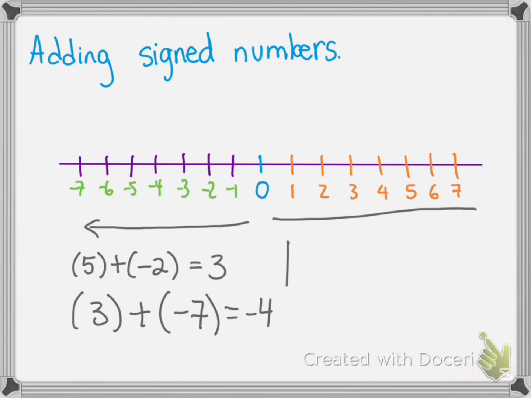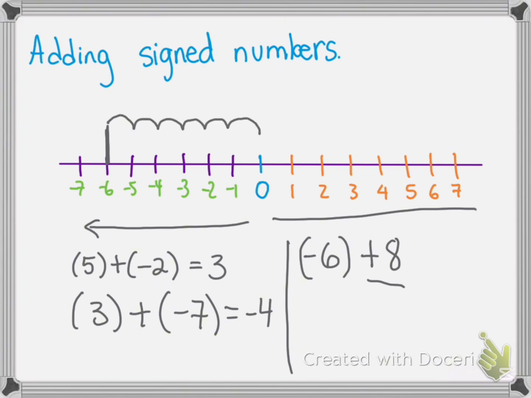Now, what if we start in the negative? What if I start in -6? And then I have to add 8. So in this case, we're going to start in -6. And now we're going to move 8 to the right. So 1, 2, 3, 4, 5, 6, which were the negatives. But we have 2 extra that are positives. And so we're going to end up in 2.